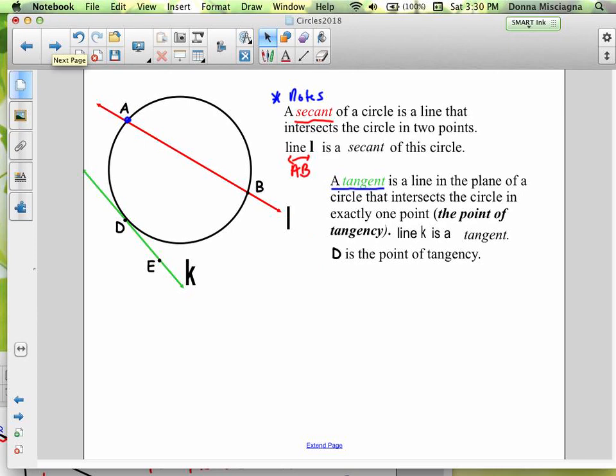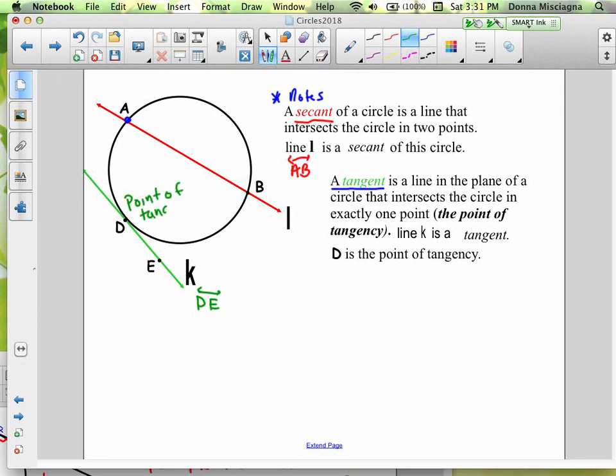Right? So a tangent is a line in a plane of a circle that intersects the circle in exactly one point. This one point is called the point of tangency. So line K is a tangent. We could also call that line DE. Right here, D, is a point of tangency.